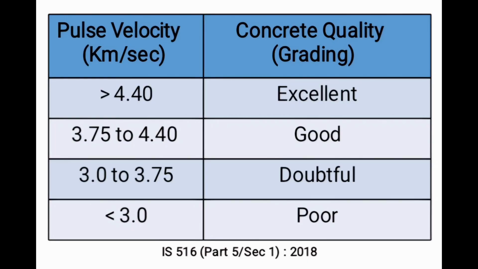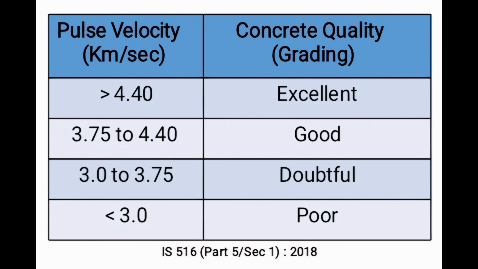It is more than 3000 or so. This chart is very important. If the velocity is more than 4.40 km per second, the quality is excellent, and if it is less than 3, the quality is poor. You can see the values for good and doubtful. These values are from IS 516 Part 5, Section 1, 2018.